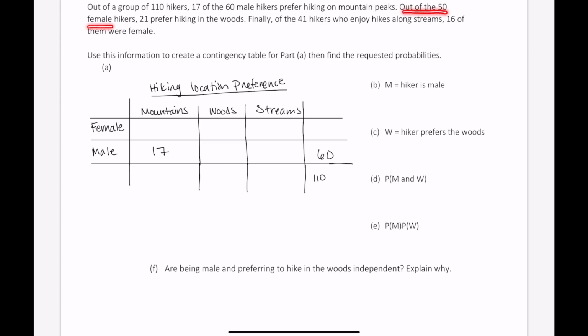Next, out of the 50 female hikers, 21 preferred hiking in the woods. So there are 50 female hikers and 21 prefer hiking in the woods. And then we're told of the 41 hikers who enjoy hiking along streams, 16 of them were female. So I know there are 41 hikers who enjoy walking along streams, and of those, 16 were female. That's all the information you're given, and now we need to work out what the rest of these cells contain. So this one's blank, all of these blanks we need to fill in.